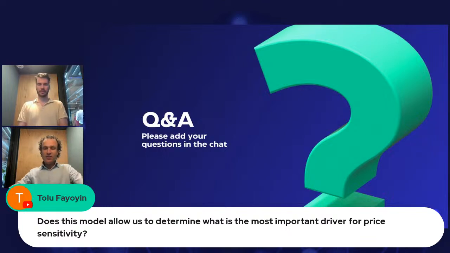So the answer is yes for this one as well, and this is a perfect application of the sensitivity model to help you in the discussions internally. What could be the most important driver?